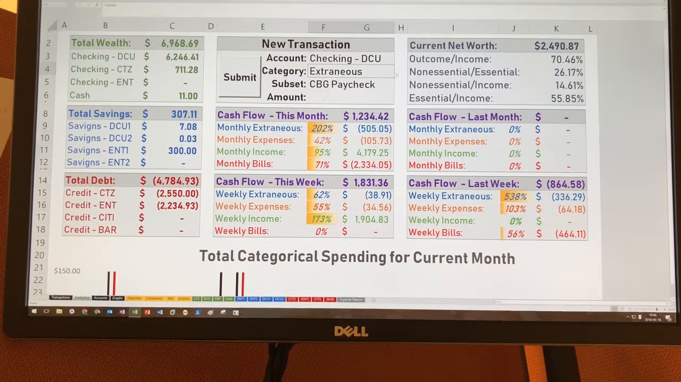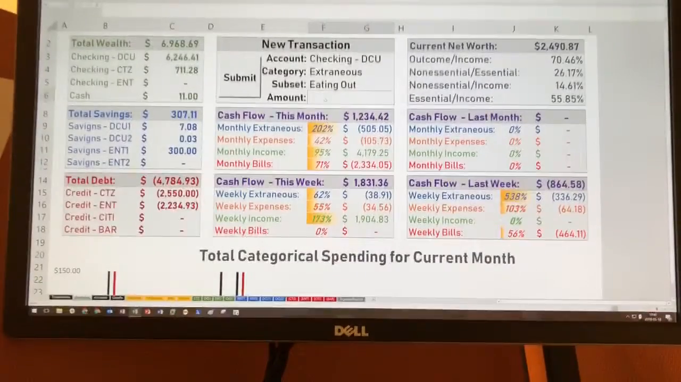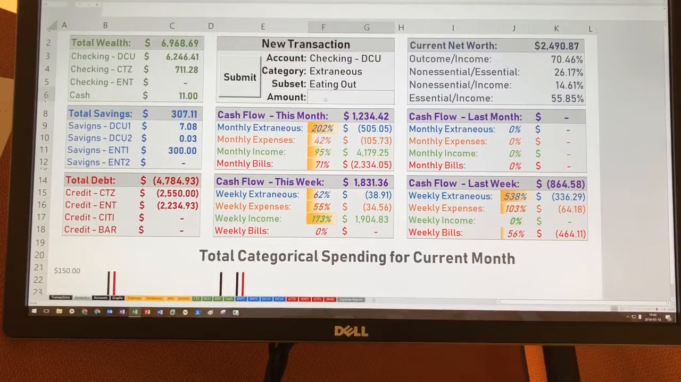So let's just put in an extraneous eating out expense, which is sadly probably the most common. And we'll say it's $34.50. Okay, so press enter. That's all there. And I'm going to press submit and give it just 1 second. Now my account balances all populate. Those cells now empty out and everything is up to date.